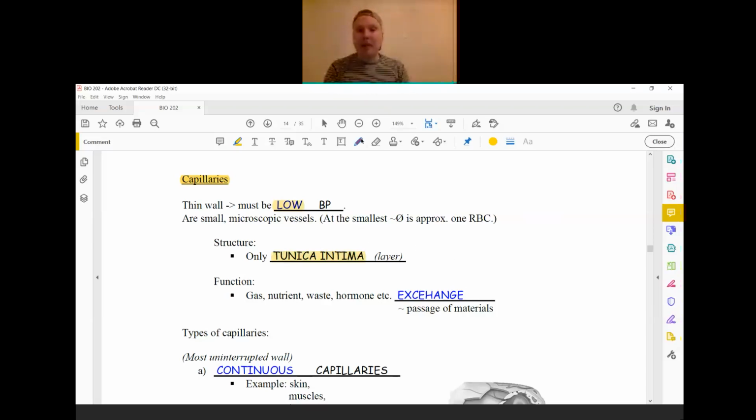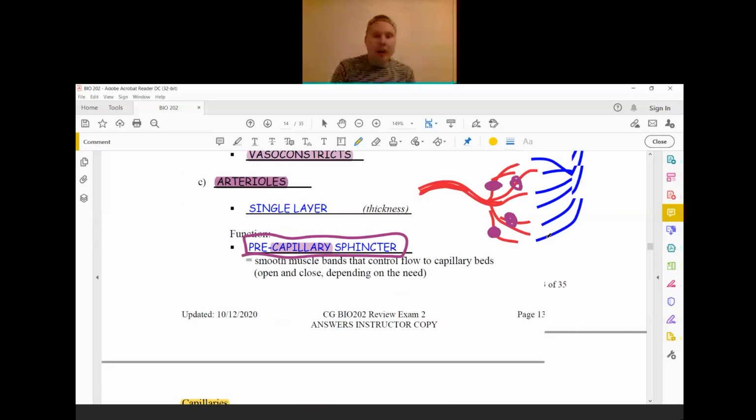And the reason you find only tunica intima is that we had this exchange of materials that we saw earlier on here. Stuff is able to cross back and forth at the capillaries. So it's the main site of exchange of materials. There are three types of capillaries that I want to mention to you.